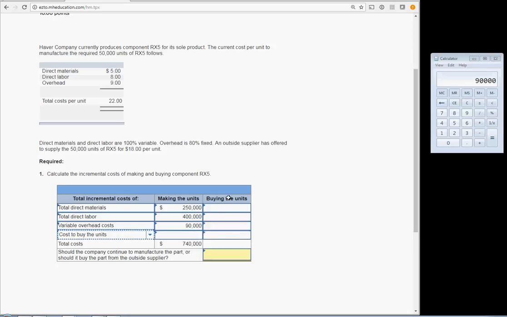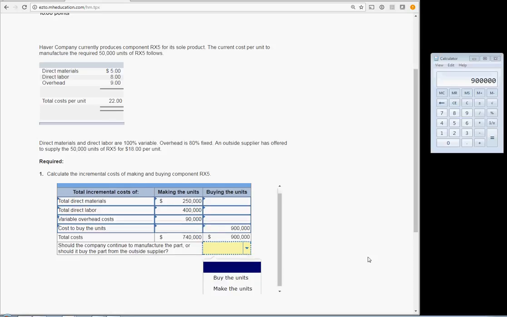So then, what do I have in this column? Well, I just have the cost to buy the units. The cost to buy the units is $18 each. 18 times the 50,000 units is 900,000. So now you'll see that my total cost to make, my true cost to make the units is 740,000. My cost to buy the units is 900,000.